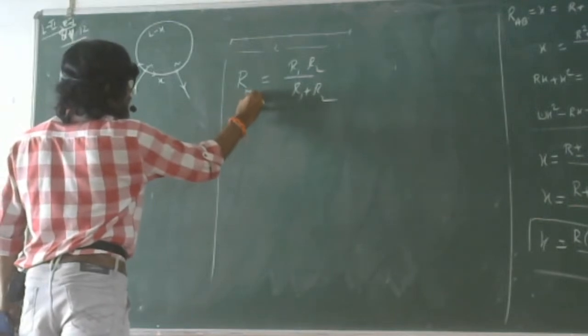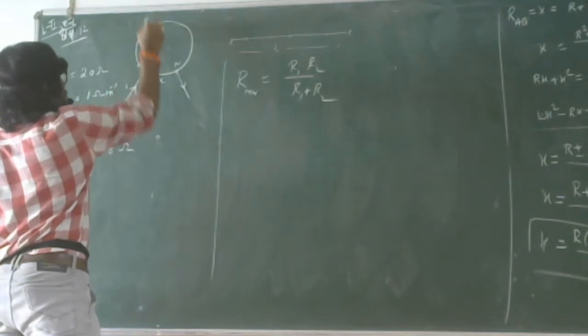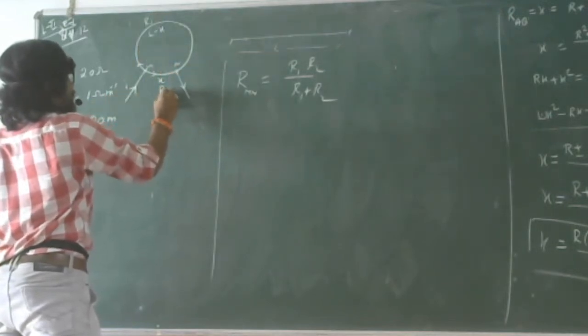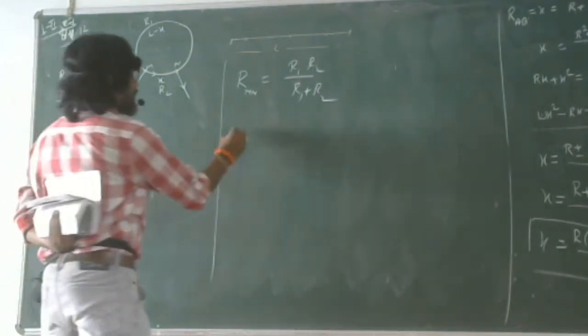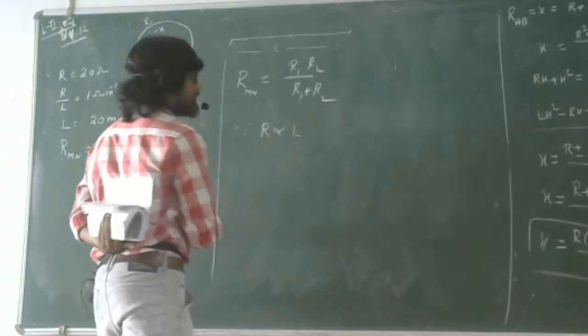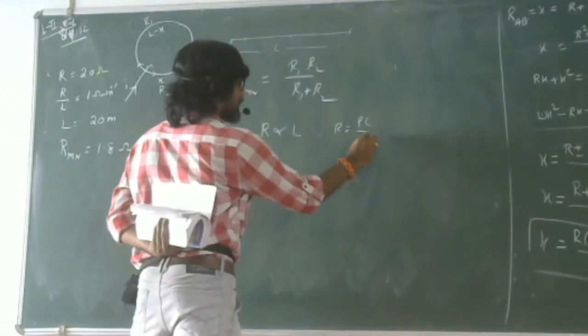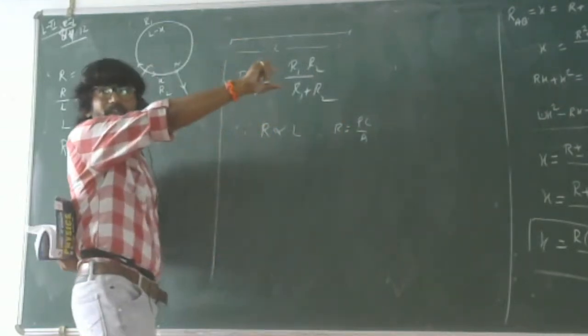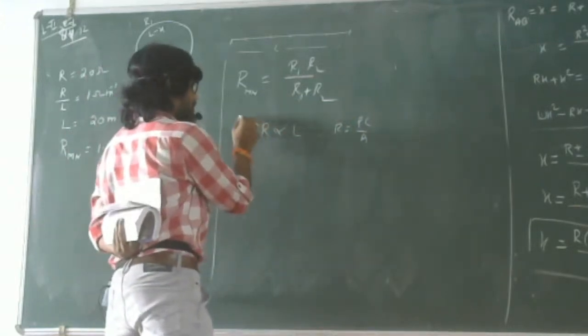So R between M and N is this. If the resistance of this part is R1 and the resistance of this part is R2, then directly in terms of length only you can take that, because resistance is directly proportional to length. R is equal to rho L by A. If it is a uniform wire, the area will be fixed. If it is made of the same material, the resistivity will be fixed. So you can take this because of this.